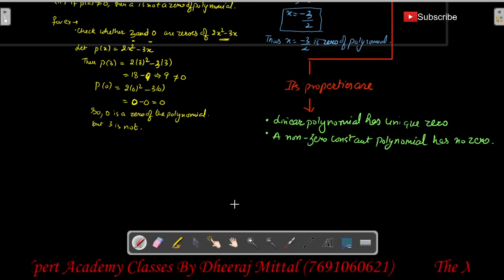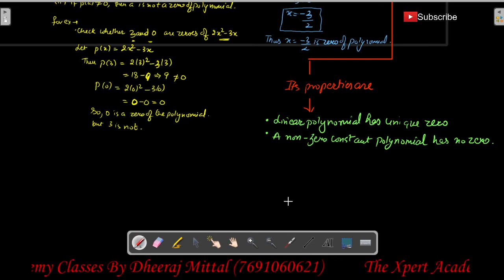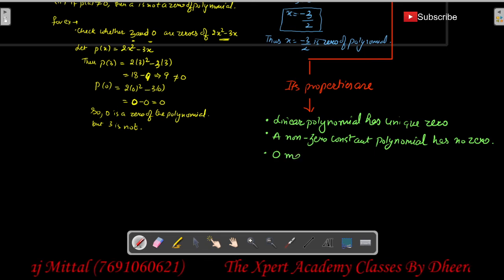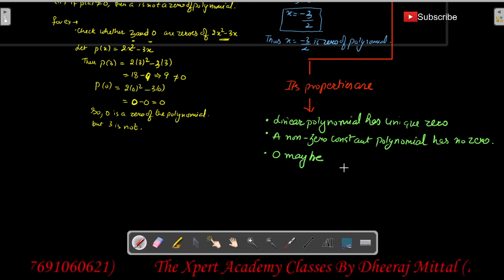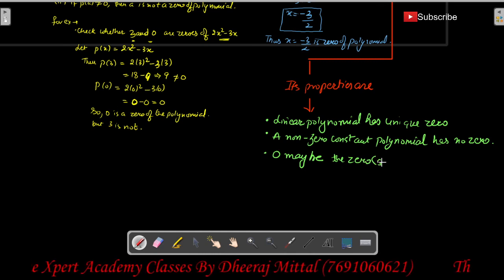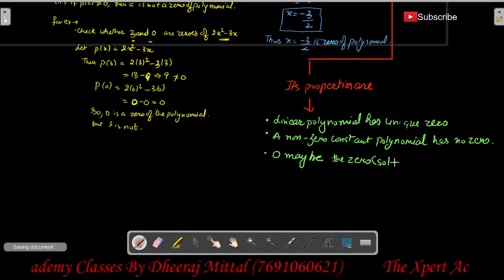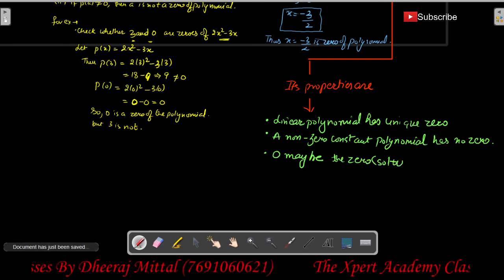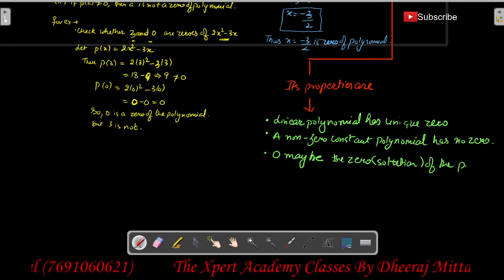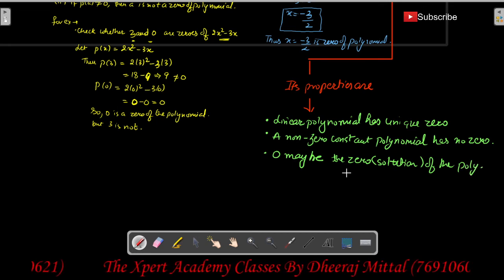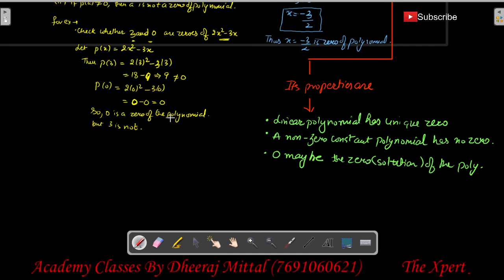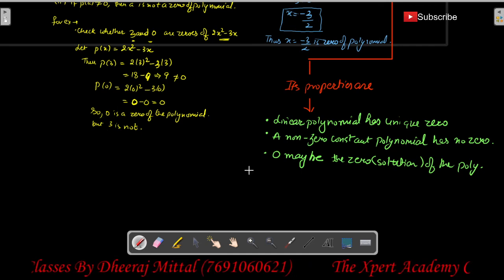Then the third property is: zero may be the zero of the polynomial. जीरो भी जीरो हो सकता है. जीरो मीन्स सॉल्यूशन ऑफ द पॉलिनोमियल. तो जीरो भी जीरो हो सकता है, सॉल्यूशन हो सकता है पॉलिनोमियल का. Like in this question, zero is the zero of the polynomial.